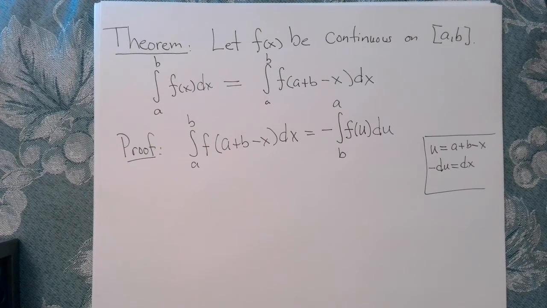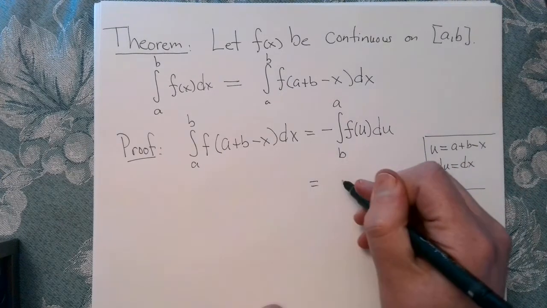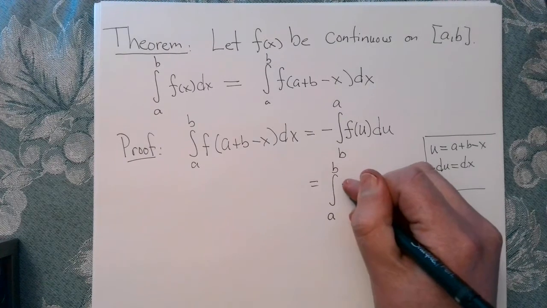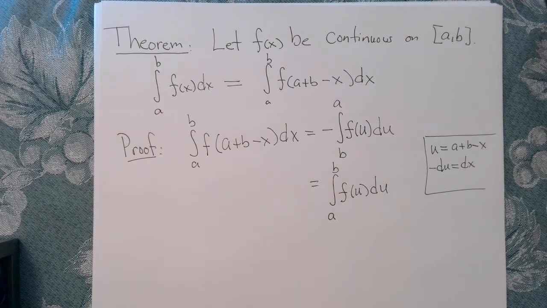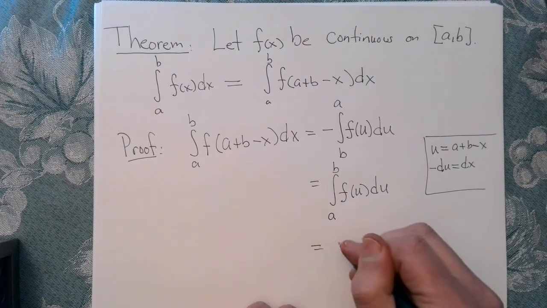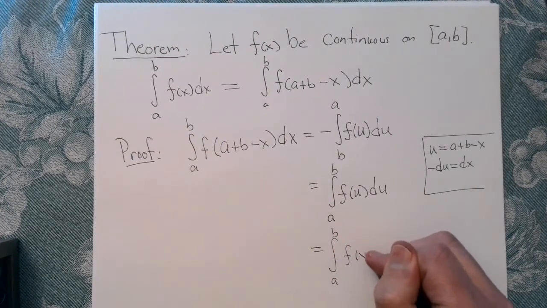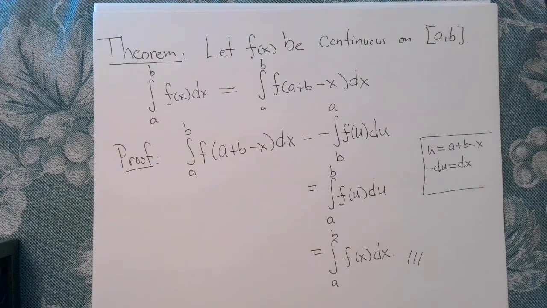But we know from Calc 1 that if we switch the order of integration, then we just end up negating the integral. So we have the integral from a to b of f of u du. But we also know from Calc 1 that the value of the integral does not depend on the name of the variable. So this would be the same value as this. And so that actually concludes the proof. It's a super short proof.